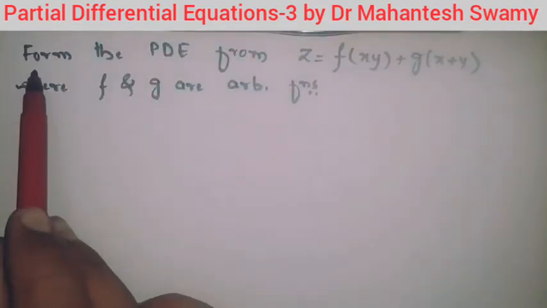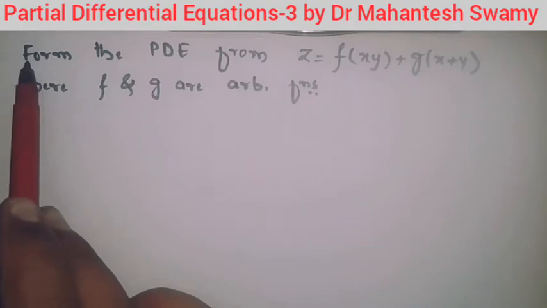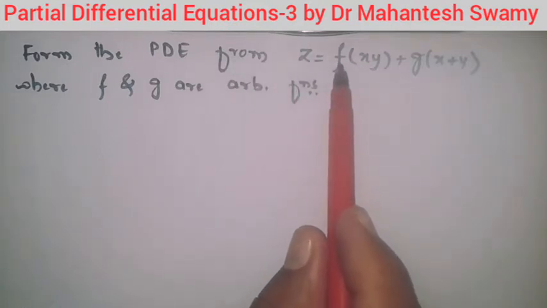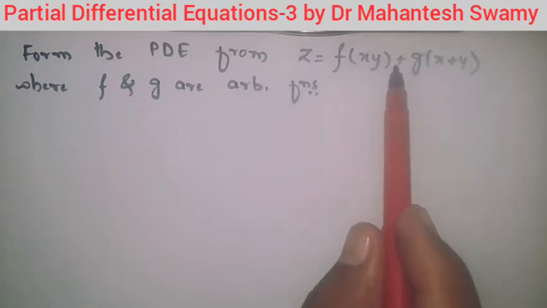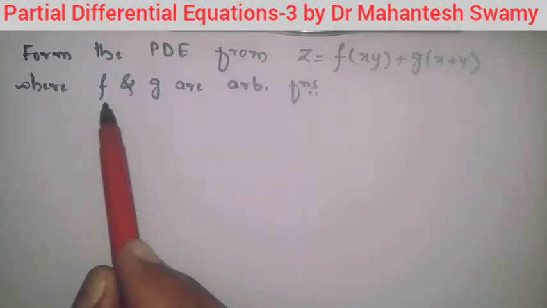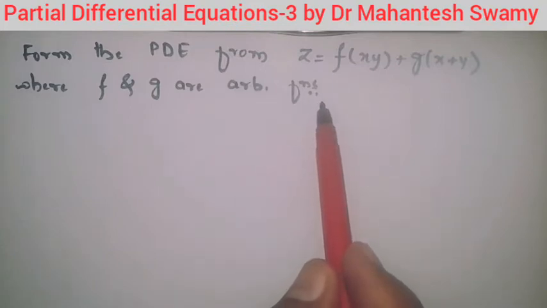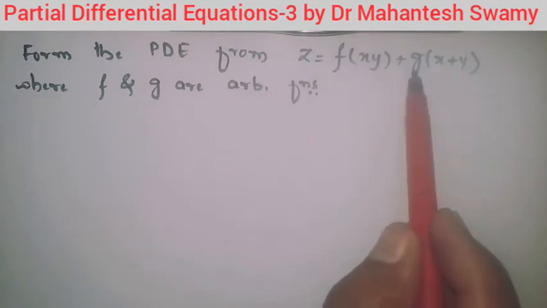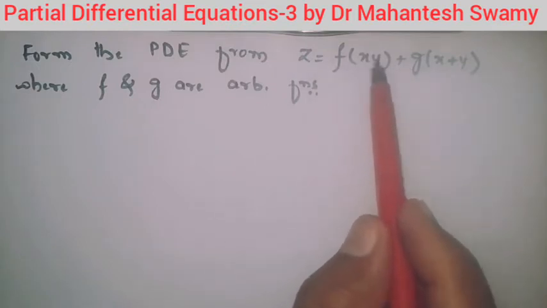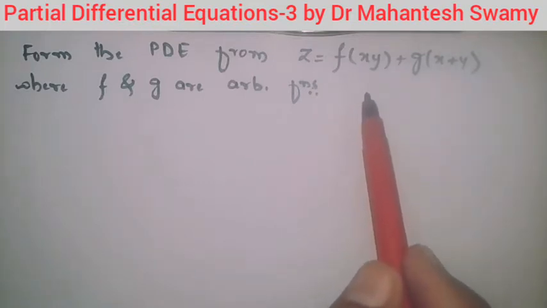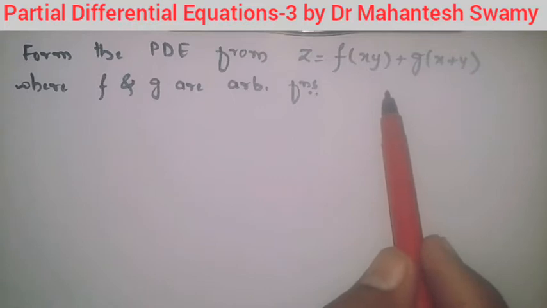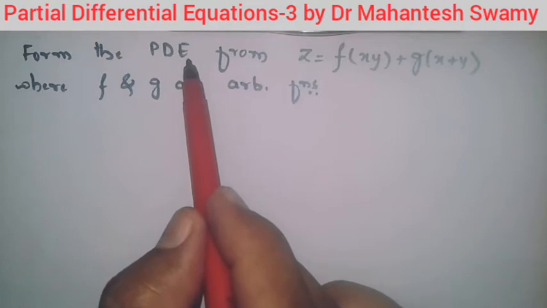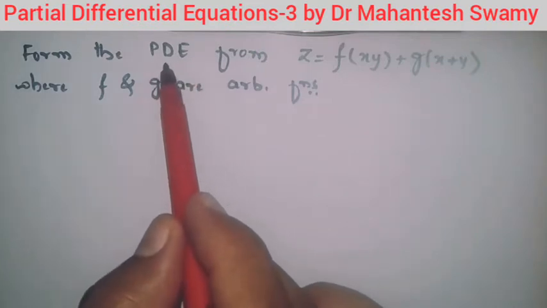Let us consider the third example. Here we are asked to form the partial differential equation from the relation z equal to f of xy plus g of x plus y, where f and g are arbitrary functions. So here we are observing that there are two arbitrary functions f and g, but there are two independent variables x and y. The resulting partial differential equation will be of higher order. Therefore, here the resultant partial differential equation will not be of the first order, it will be of the higher order, that we shall see at the end.